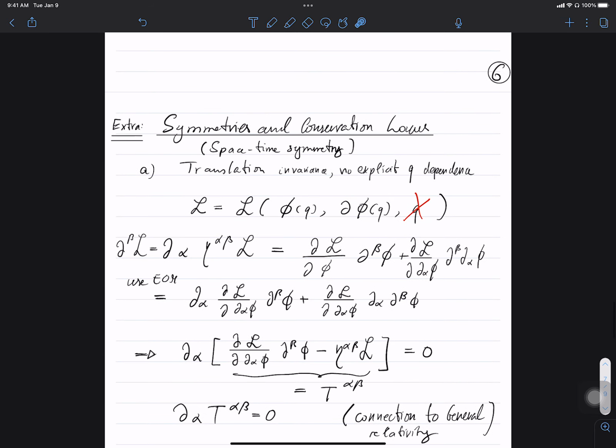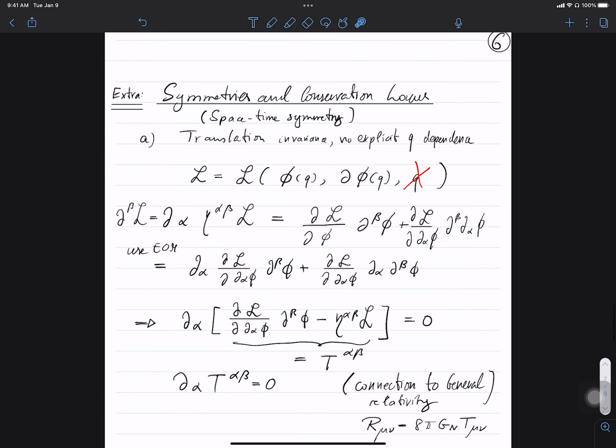Okay, finally coming to the last bit of this topic, we have looked at conservation laws and symmetries.